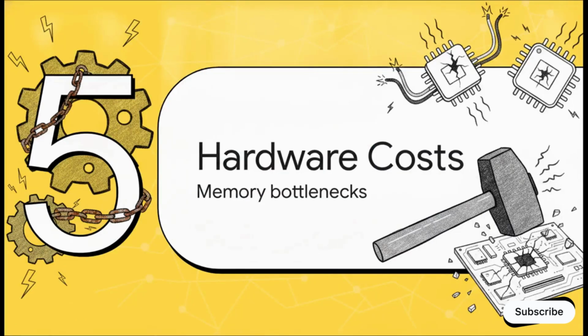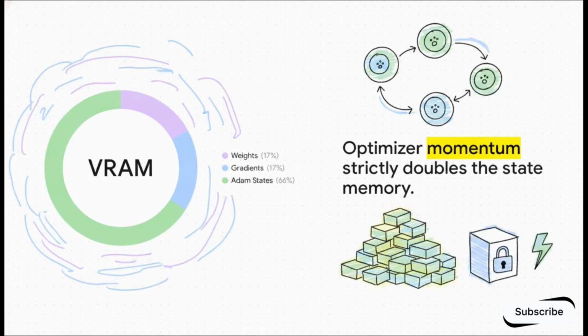Section 5. Deep learning hardware costs. Of course, this physical inertia isn't free. It exacts a brutal toll on your hardware. Optimizer steps are notoriously memory-bound, and breaking down the VRAM perfectly explains why. Tracking momentum strictly doubles your state memory.